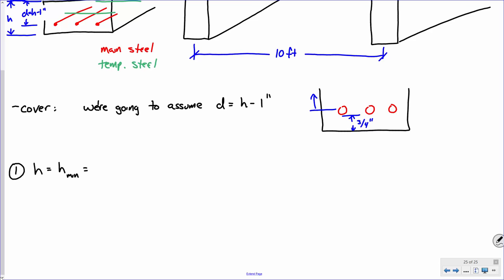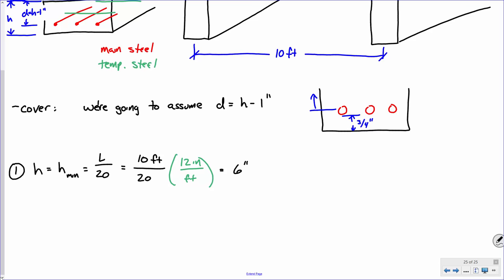What do we have? Do we have a simply supported slab, a continuous slab, both ends continuous, a cantilever slab? Simply supported. So if we have a simply supported slab, how do we calculate the minimum height? We take the length and divide it by 20. What is the length? 10 feet. So 10 times 12 divided by 20 is 6 inches.